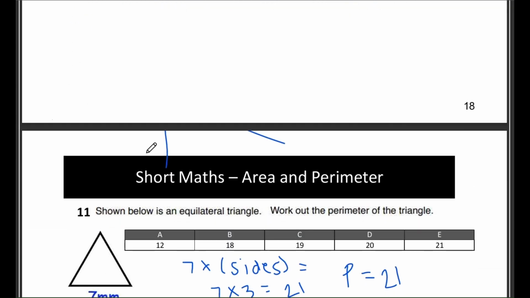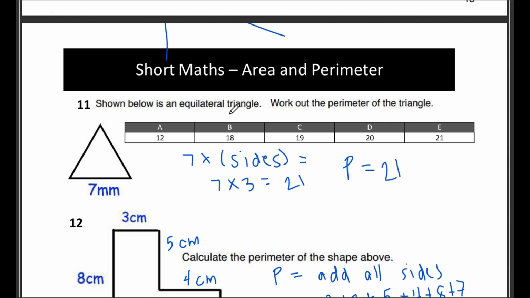Question 11 asks, shown is an equilateral triangle with each side measuring 7 millimeters. Work out the perimeter of the triangle. Your options are option A, 12, option B, 18, option C, 19, option D, 20, and option E, 21. The answer here is option E, 21.